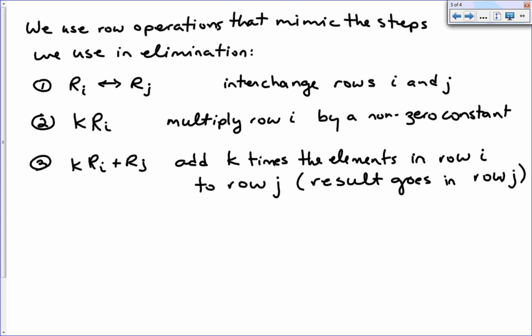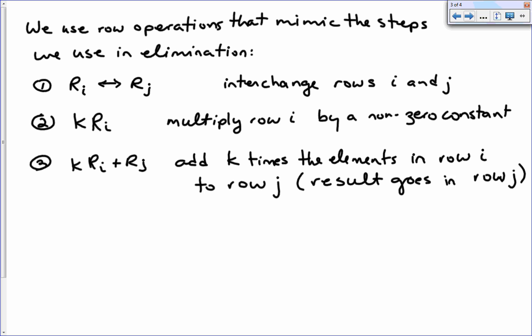These are the three operations that we can use, and they mimic the steps that we use when we use elimination to solve a system of equations. The first thing we can do is interchange two rows. So we can switch row i with row j. We're just switching their places in order to help us get that reduced row echelon form.